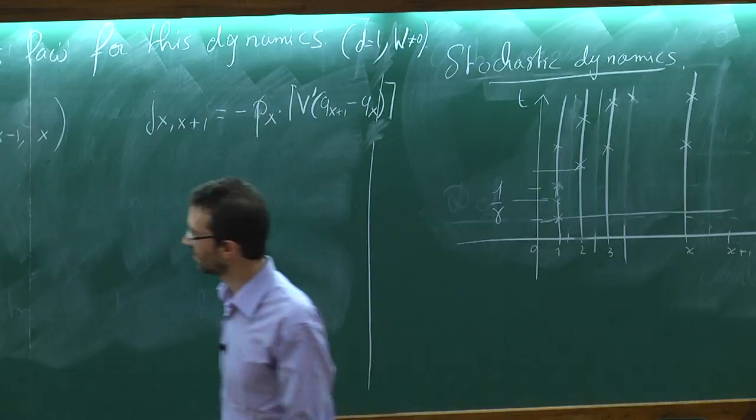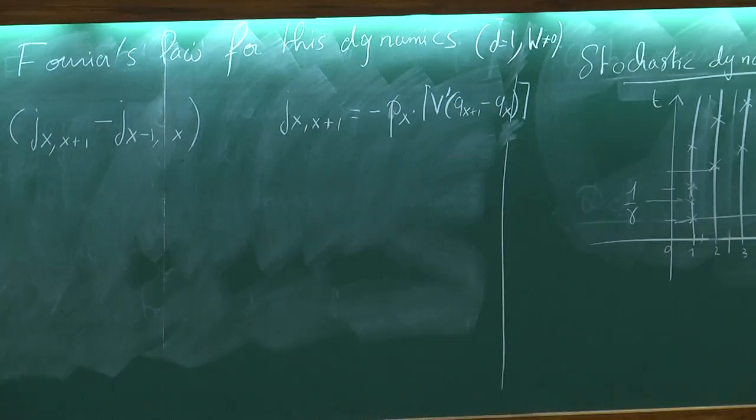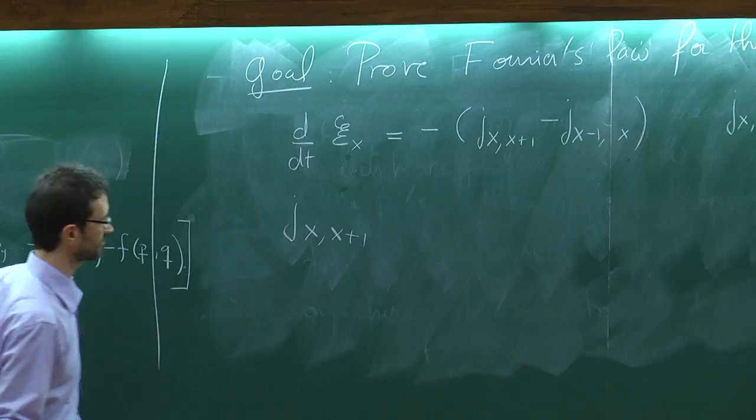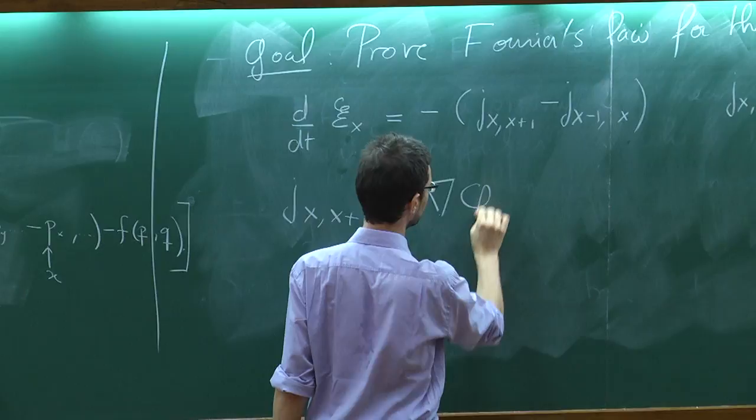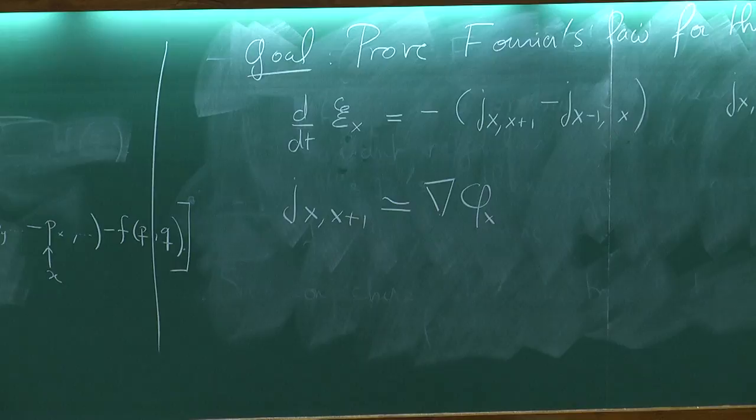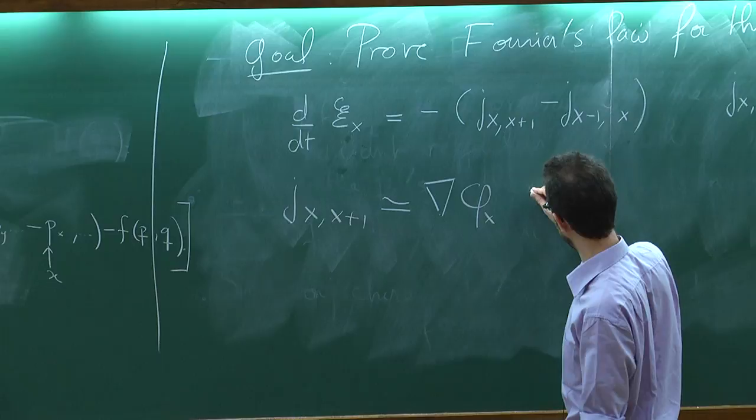And then what you have to prove for Fourier's law is that this current has to be written like a discrete gradient. Here the nabla denotes a discrete gradient of some function, because you want to show that it is in fact proportional to the gradient of the temperature. So microscopically, you have to show something like that. But usually it is not something that we can do.